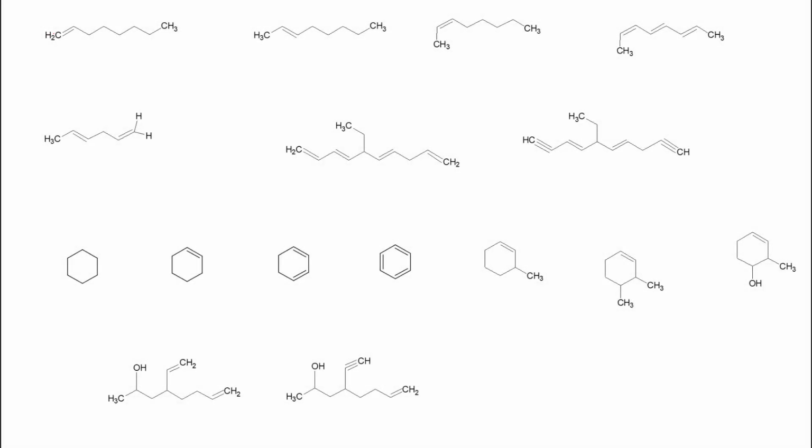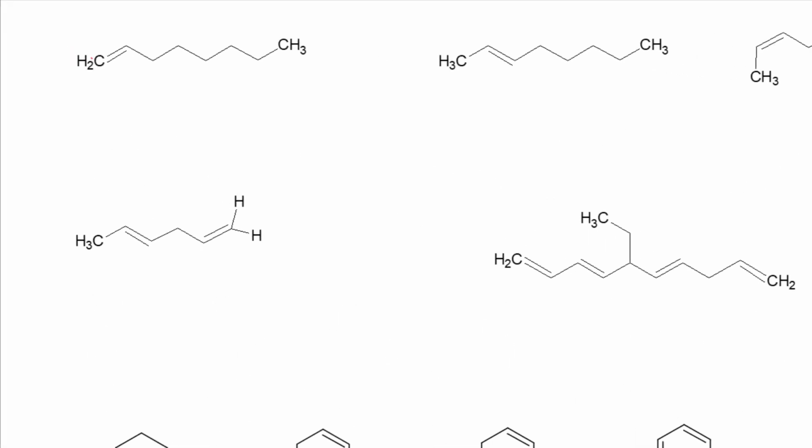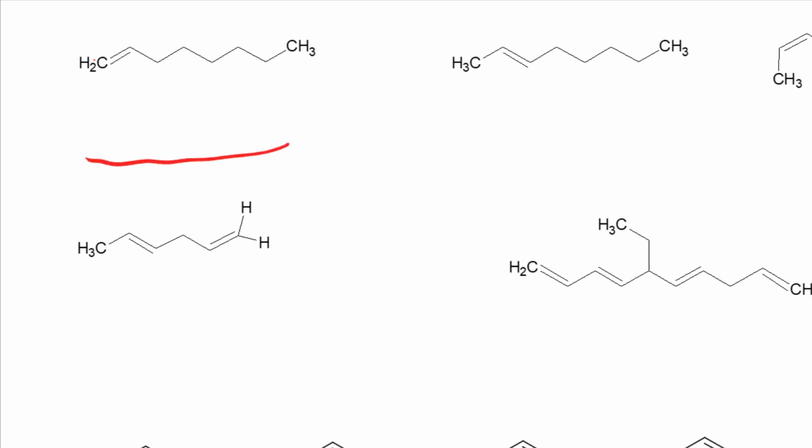We're going to be taking a look at the alkenes now. So if we were to take a look at this molecule in the top left, if we count the carbons, we have 1, 2, 3, 4, 5, 6, 7, 8 carbons. So this is an octane.